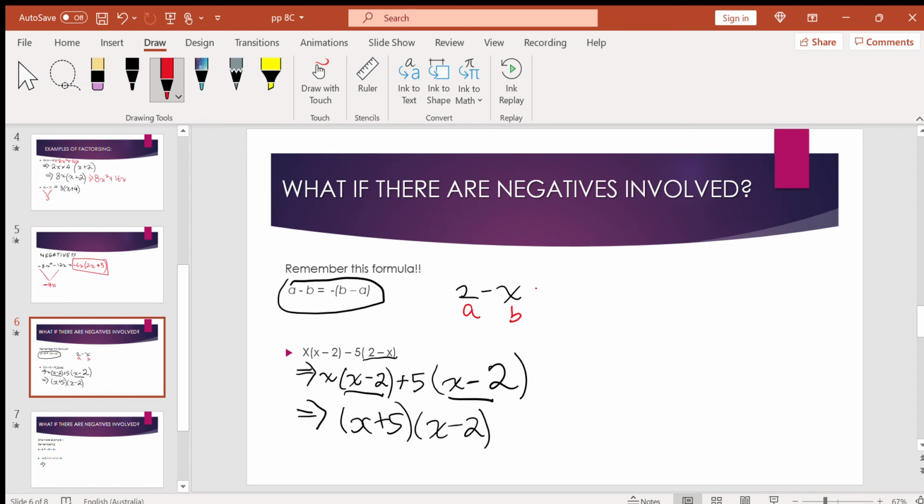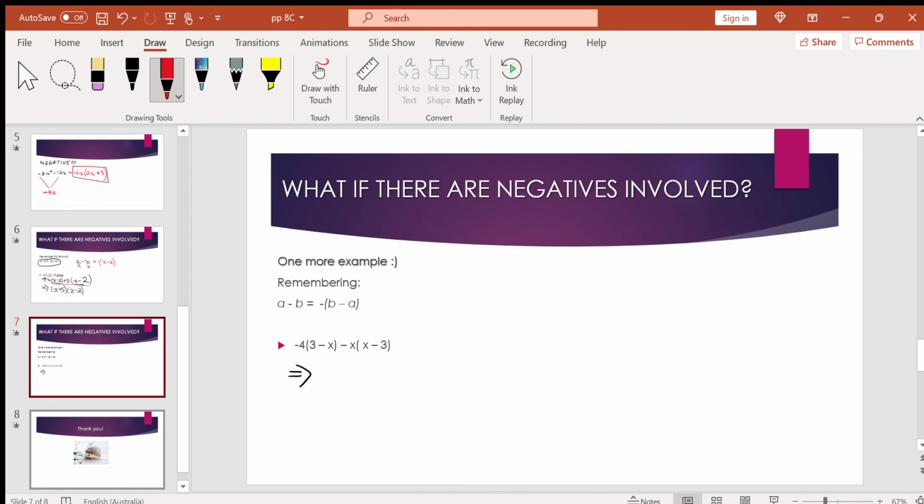Let's rearrange it like in the equation. So therefore this becomes minus brackets x minus 2. And look at that, it's the exact same as what we need here. So therefore we utilize this formula to factorize this expression to get both terms in the bracket similar and both terms outside the bracket similar. To factorize this further, we just do x plus 5 in brackets times x minus 2, as it is the exact same as this.